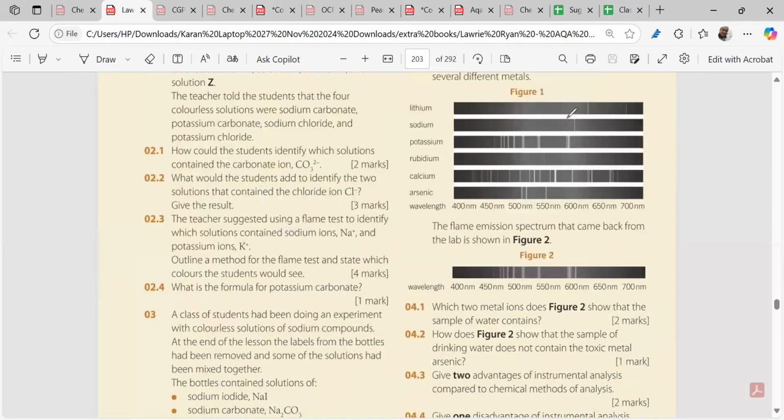See, it's very simple. We have got the mixture over here, and we have got the flame spectra of lithium, sodium, potassium, rubidium, calcium, arsenic, right? We have to match the flame spectra, right? So does it contain lithium? This does not contain lithium, right? This is not actually reflected over here. Does it contain sodium? Let's check. Let's check potassium. Potassium is there, right?